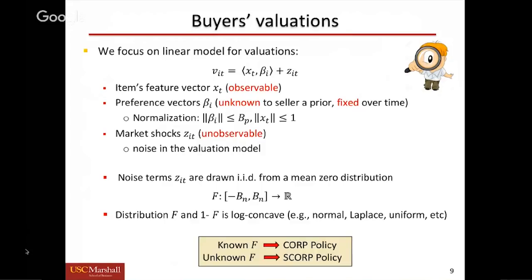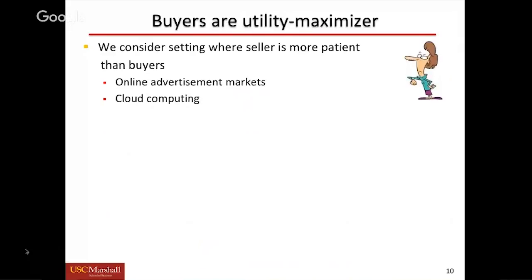And back to your question whether F is known or not. We consider two settings. One is that you exactly know what F is, and we propose a policy, the CORP policy, that lends itself very well to the setting. And the other setting is that you don't know F, and then we propose another similar policy called SCORP, a stable CORP. And the stability here is against the uncertainty in the distribution.